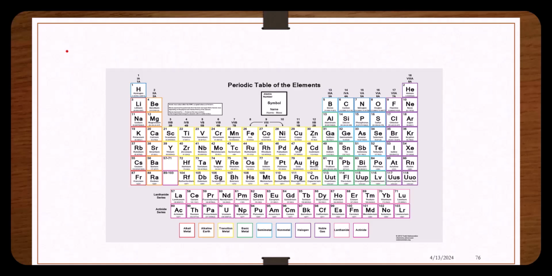Another aspect to consider when drawing Lewis structures are molecules that hold a charge. An example of this would be the ammonium ion, which holds a charge of 1. We look at this in the first step where we determine the total number of valence electrons. We said the ammonium ion was NH4+, and nitrogen has 5 valence electrons, and hydrogen has 1 valence electron.